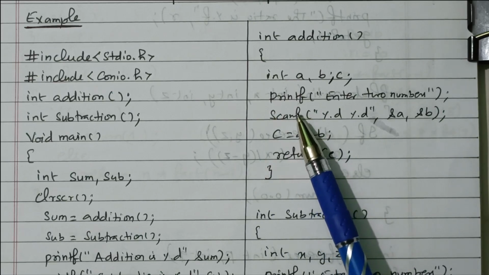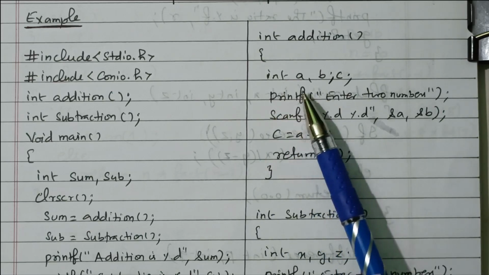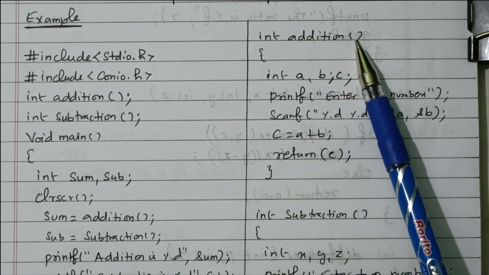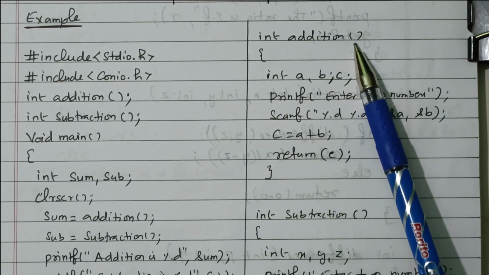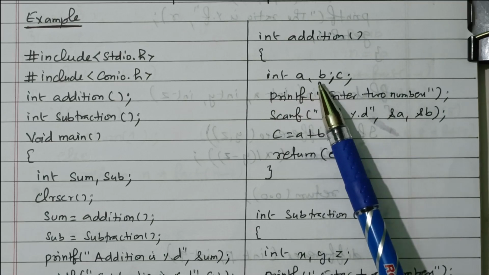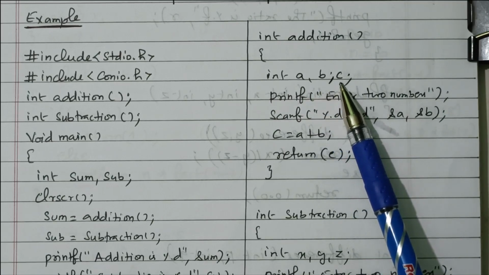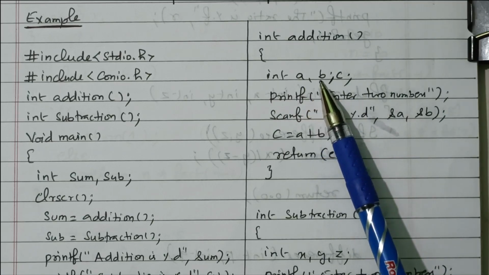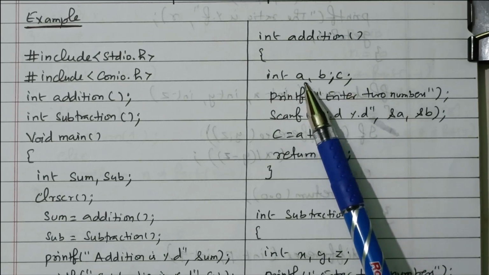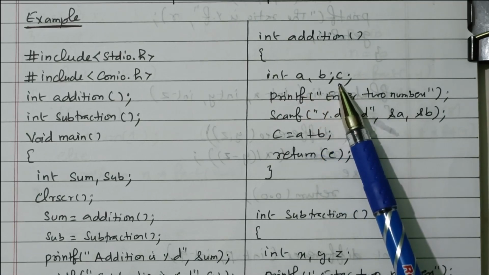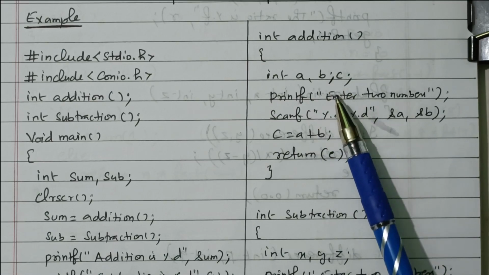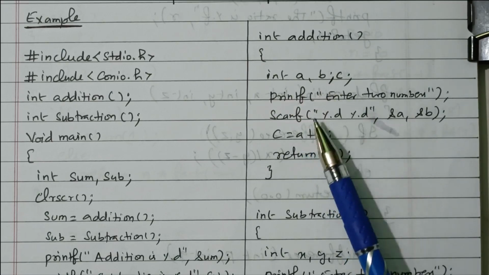Inside the function, what are the things we need? We need to declare. Here the parameter arguments are not available. So we need to add two numbers. So we need two variables. Answer should be stored in another variable. So we declare A, B, C. A, B is the two numbers. C is where the added two numbers are stored. What are the things we needed is declared.